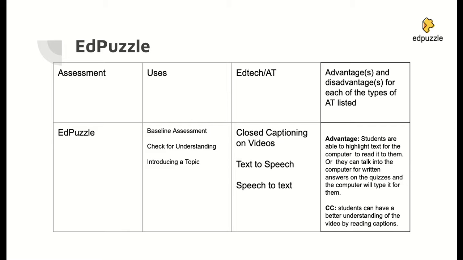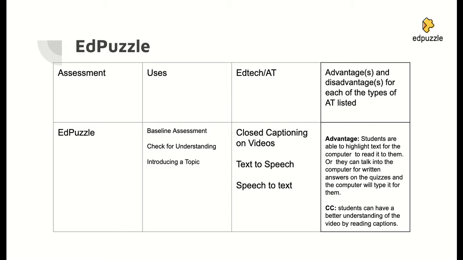Last is Edpuzzle. This is used for baseline assessment, check for understanding, or introducing a new topic. This is EdTech, so the assistive technology, the number one thing would be closed captions. This is solely video, so they would watch the video and they can listen to it, and they can also add closed captioning. Text to speech and speech to text. Since there are questions during the video, students can use text to speech or speech to text.